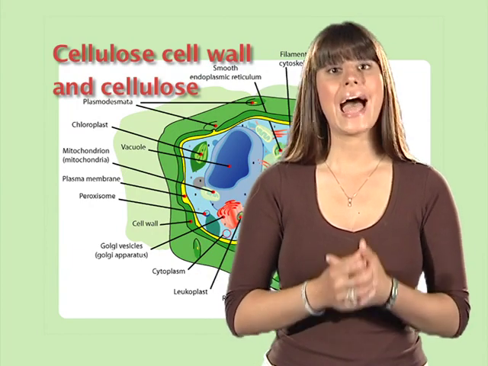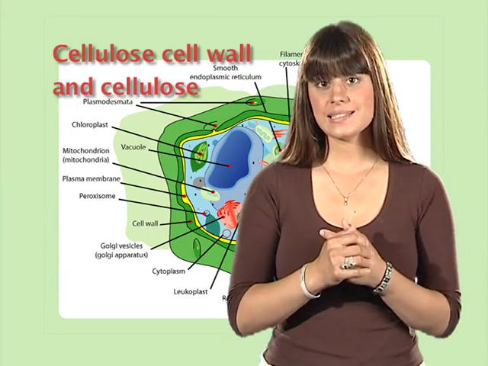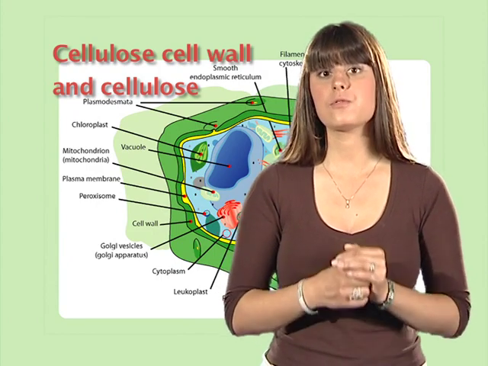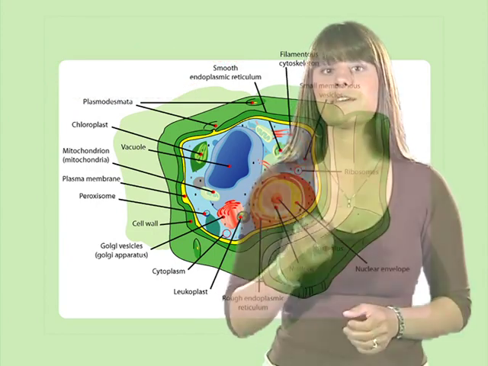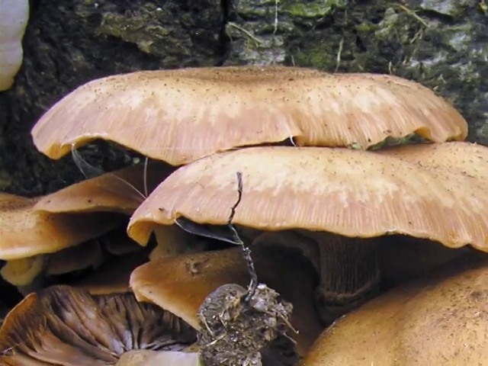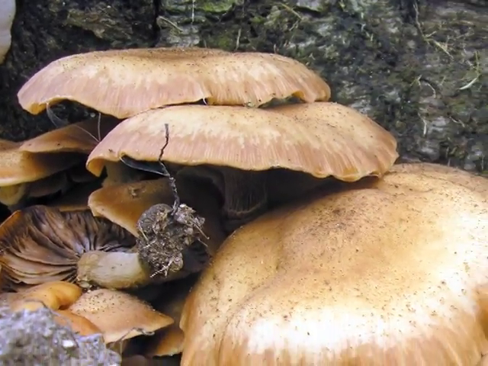Cellulose cell wall and cellulose. Plant cells and some protoctists, algae, have a wall made from cellulose. This gives strength and prevents the cell from bursting when it takes in water. Fungi also have cell walls, but their walls contain chitin.